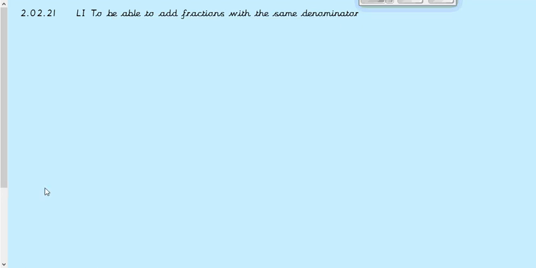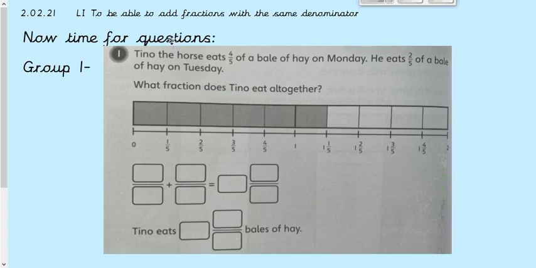Okay, hopefully you managed to have a go at those questions. It's time to go through the answers. So if you did group 1, we'll go through group 1 first.